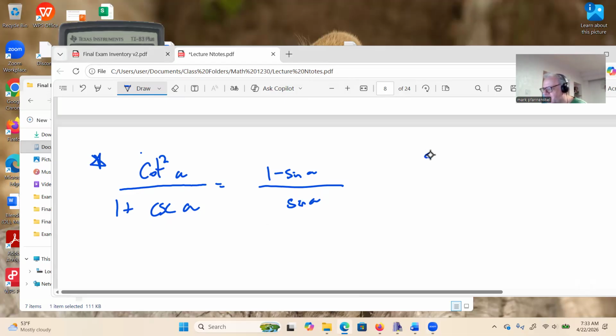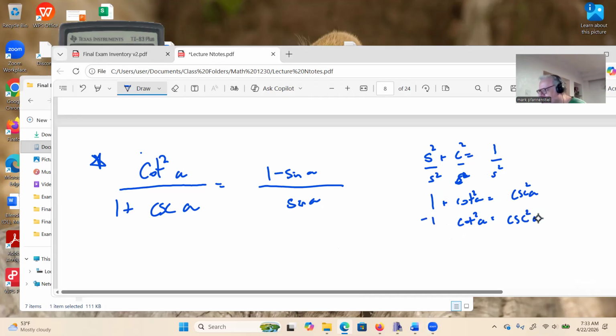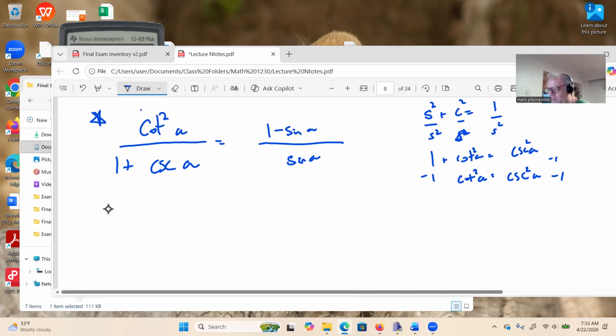So the way I'm going to start this one is say we have sine squared plus cosine squared is equal to 1. I'm going to divide everybody by sine squared. Okay. So we end up with 1 plus cotangent squared is equal to cosecant squared. So cotangent squared A equals cosecant squared A, and I'm going to subtract 1 from both sides, minus 1.